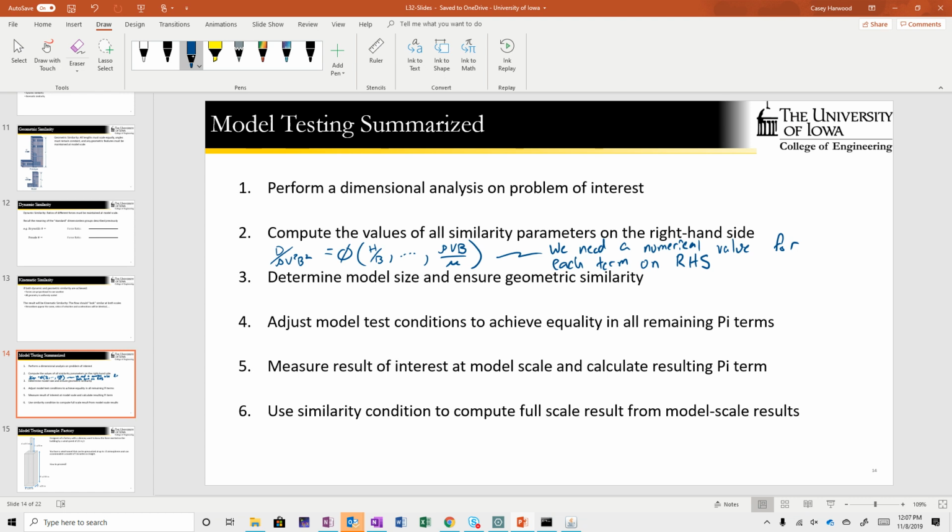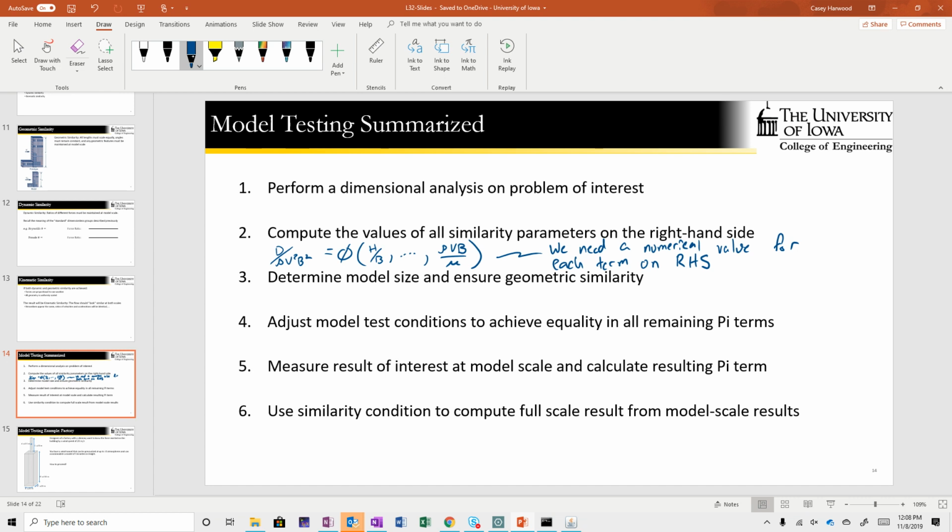Then you measure the result of interest model scale and calculate the pi term of interest on the left-hand side. You say, if I match all pi terms by achieving similitude between my model scale and my prototype scale, then that dimensionless result of interest can be plugged directly in at the prototype scale. And so that's step 6 here then, right? We're assuming that similarity allows us to take our dimensionless result from our experiment and say that's equal to the dimensionless result at prototype scale.